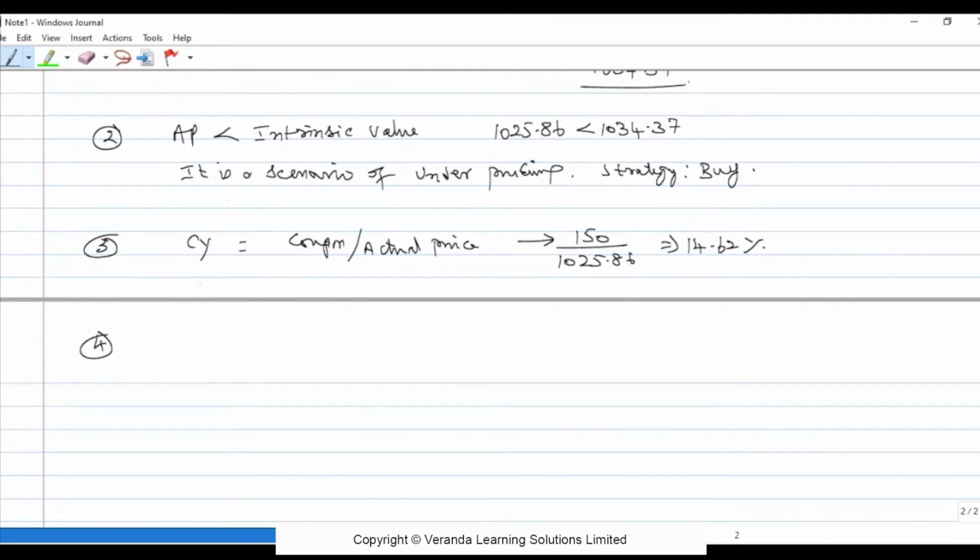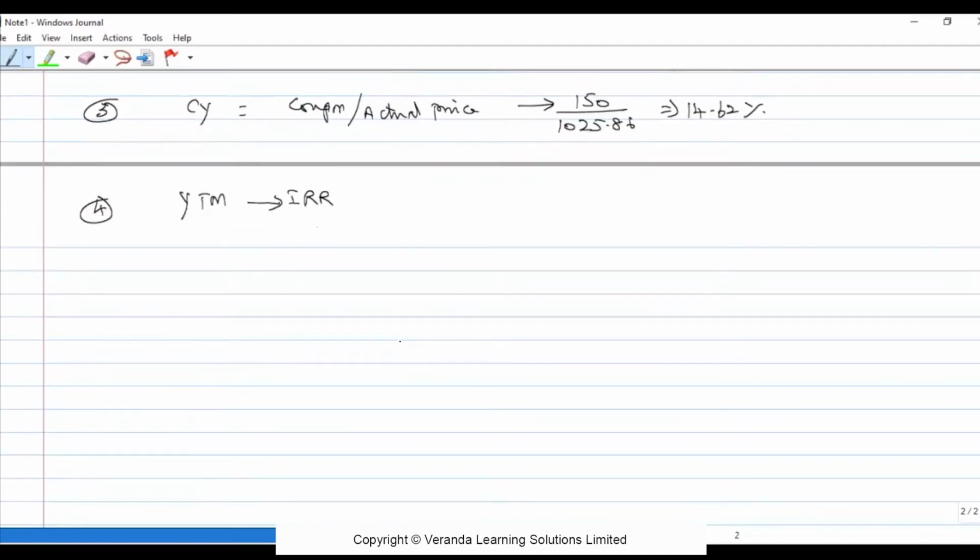Yield to maturity is nothing but IRR. What in the case of capital budgeting is the internal rate of return, here we call yield to maturity. So there are two different approaches that we have. One is the approximate approach, and the other is the accurate approach.